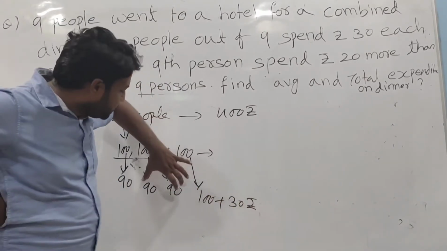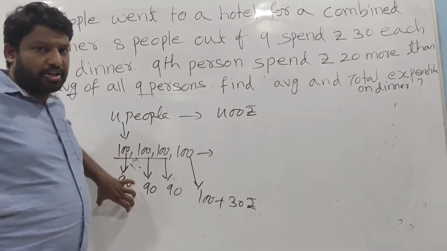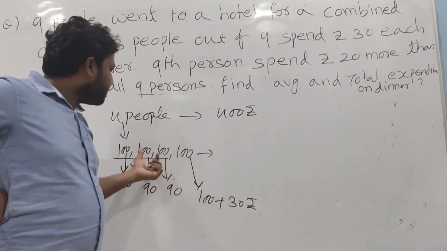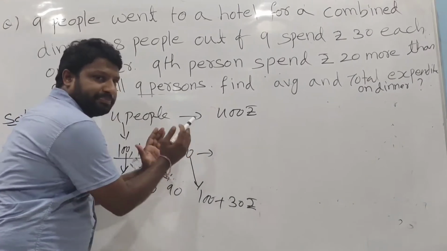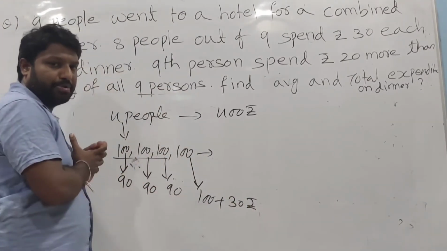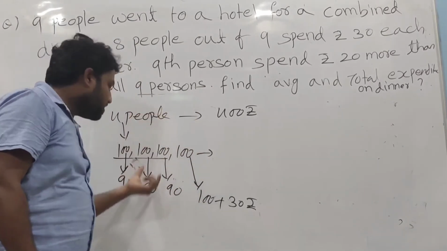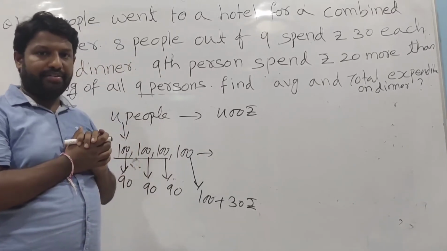If these 3 people have contributed this 30 rupees also, then each member would have shared 100, 100, 100. That is nothing but the average value, equal distribution. If this extra 30 rupees has been contributed by these 3 people, then this person has contributed only 100 rupees, this also 100, this also 100, this also 100. Equal distribution. That is the average only.